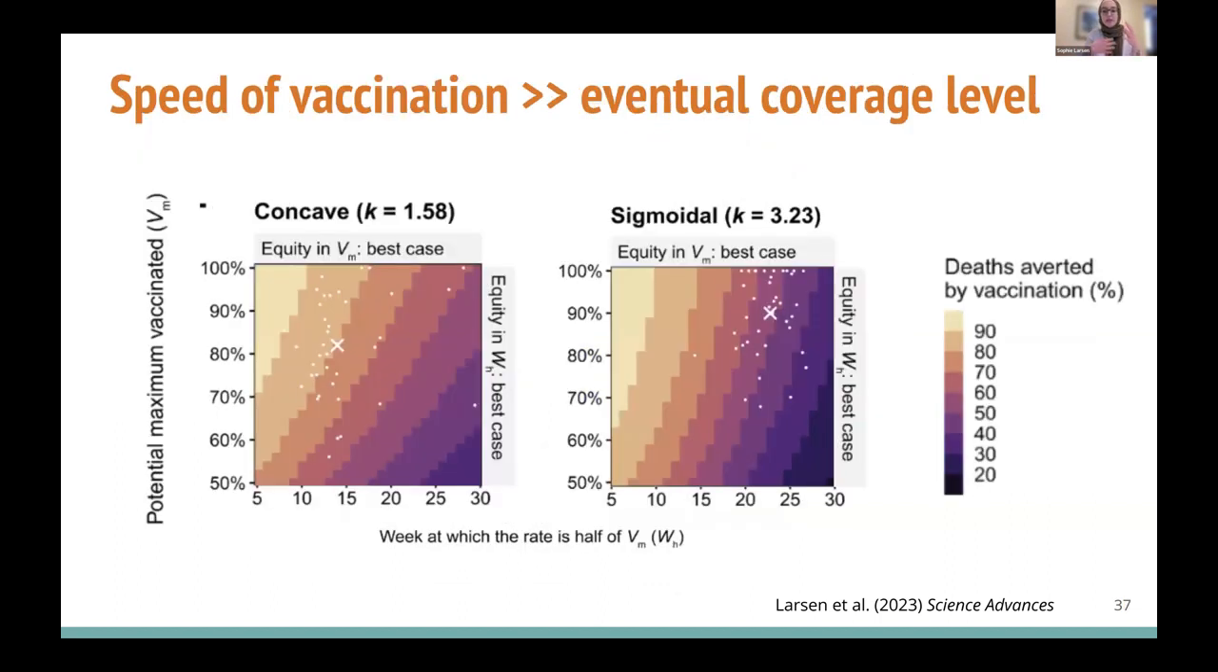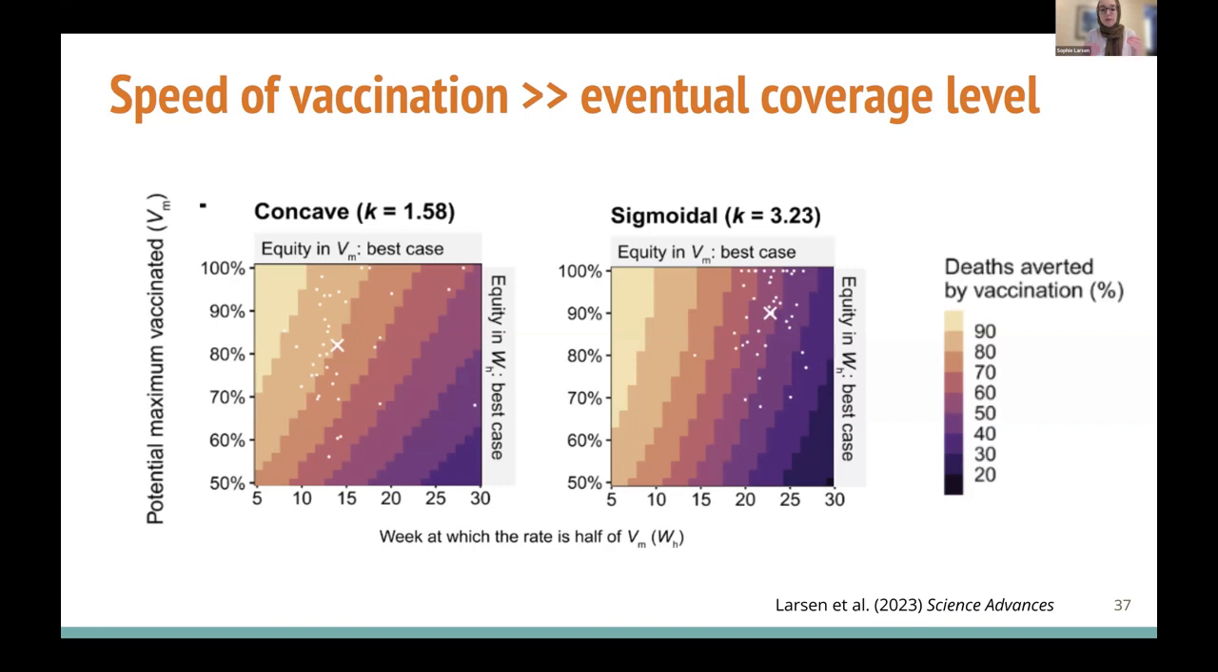So then we did a sensitivity analysis. In the plot that I showed in the previous slide, right, the timing, the max coverage, the concave versus sigmoidal, these things are kind of linked. We're changing them at the same time. But in this plot, we're unlinking them. So on the x-axis, I've got the week at which the rate is half of VM, my halfway week. On the y-axis, I'm changing the potential maximum vaccinated. And then the left-hand plot is concave, the right hand is sigmoidal. We're just fixing a K.